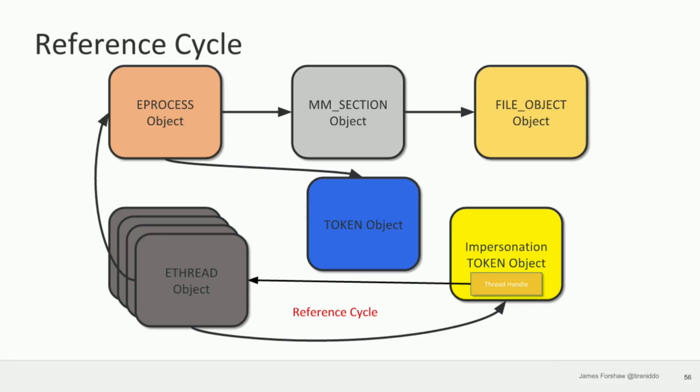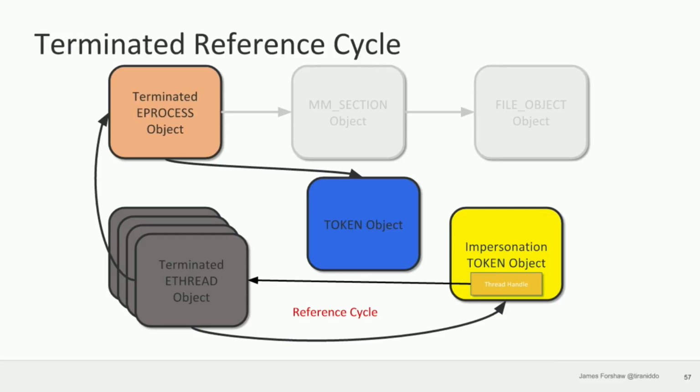Now, because my thread is maintained, it maintains the process. And the process maintains its token object. And this is unkillable. It's already dead, it's terminated, but there's pretty much nothing you can do about it. It's just sitting there in memory, stuck, because there's a reference cycle you can't break.